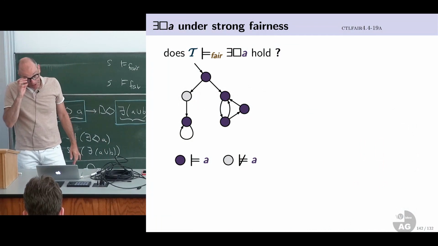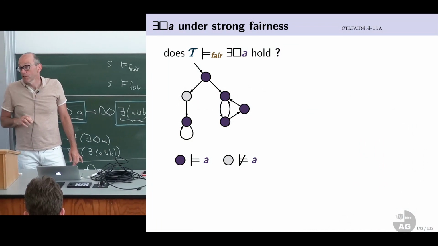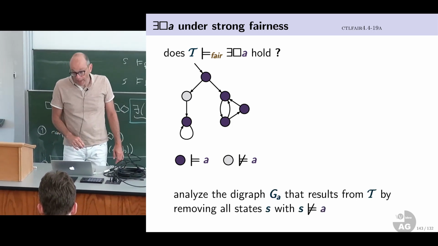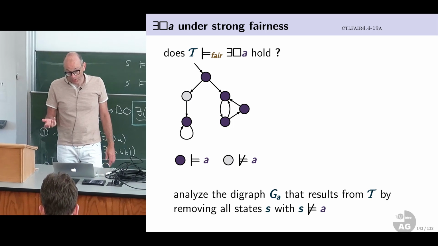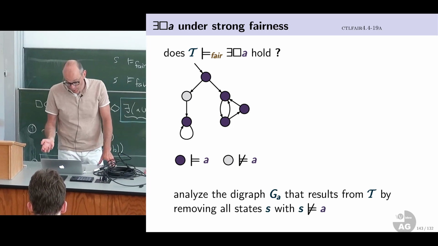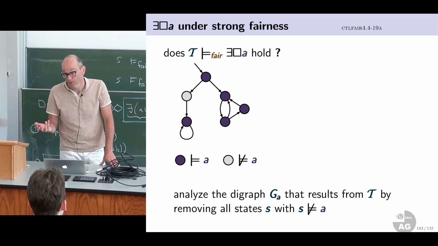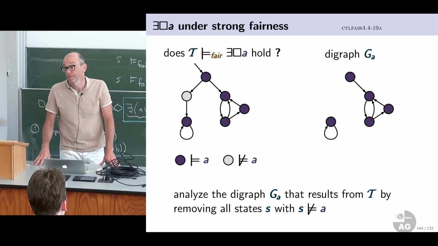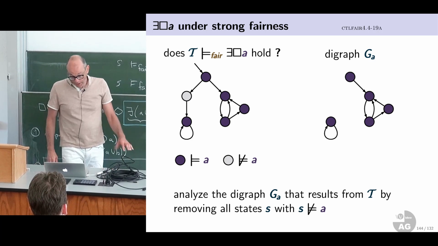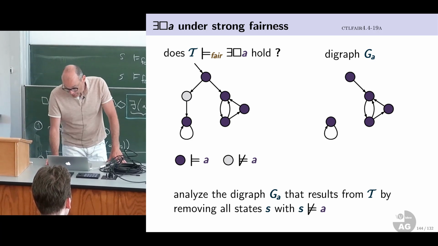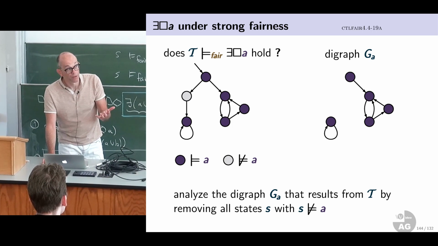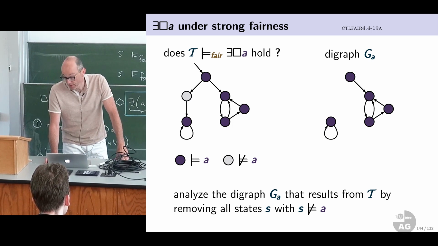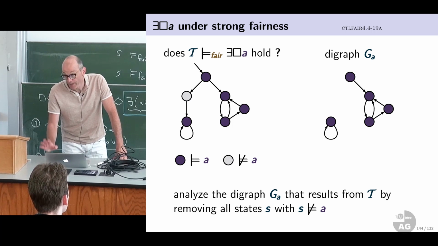So what does it mean? Consider this example. There exists box A. The dark states satisfy A, the other ones do not. So the first thing we do is we analyze the subgraph that only contains states satisfying A. So we're going to remove all the light colored states. This gives us this subgraph. Now this is the subgraph for which potentially all the states can satisfy there exists box A. They can, but don't have to.